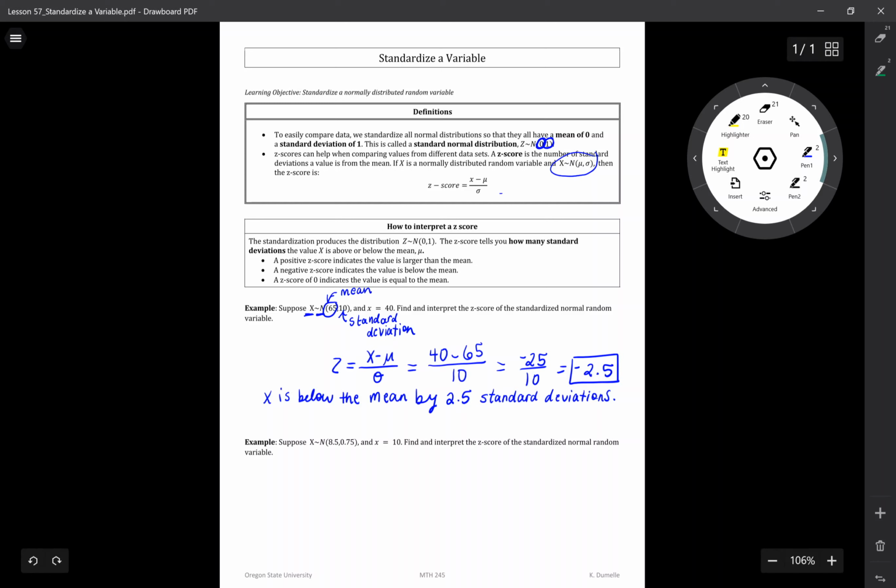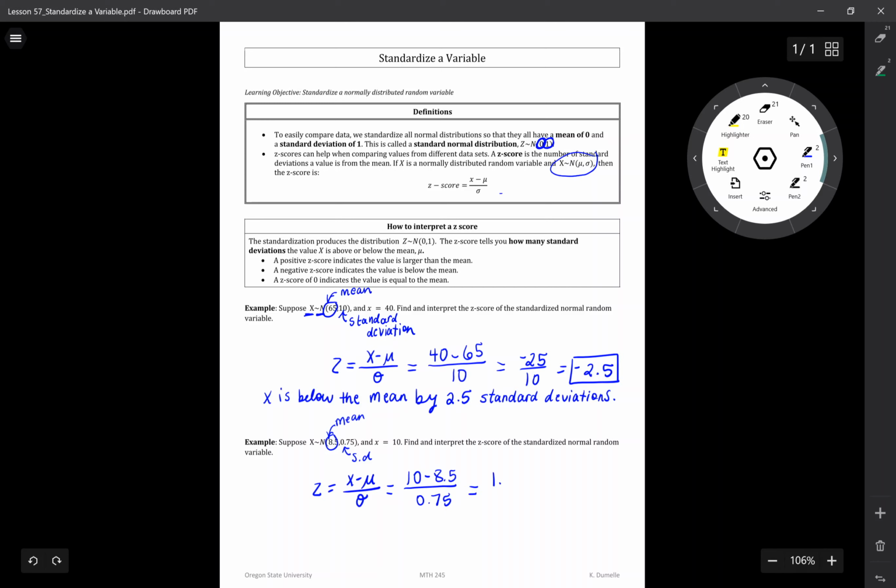All right, and then we have one more example. Suppose that I have x is N(8.5, 0.75). 8.5 is our mean, and 0.75 is our standard deviation. And the x value that I care about is 10. Find and interpret the z-score of this standardized normal random variable. So my z-score is x minus mu divided by sigma. Our x value that we are caring about is 10 minus the mean, which in this case is 8.5, divided by the standard deviation, which is 0.75.